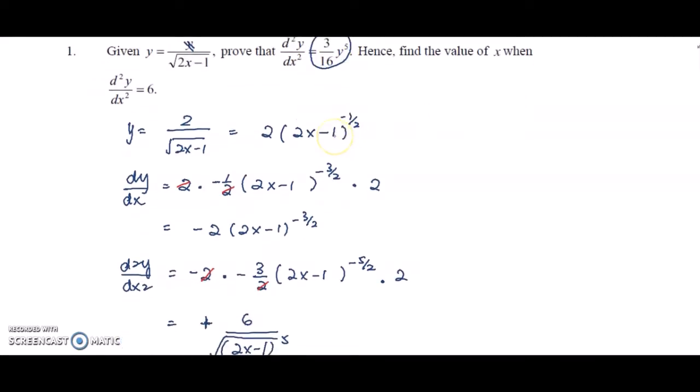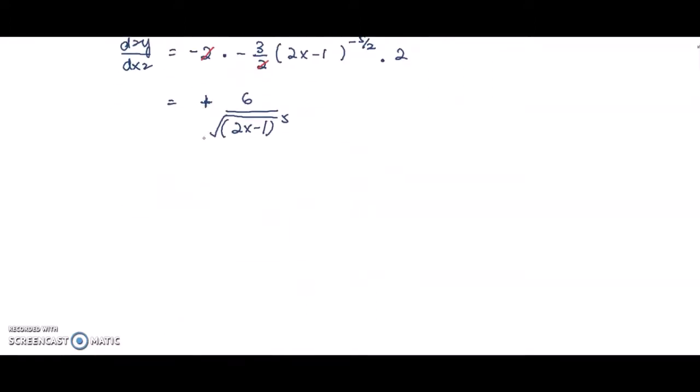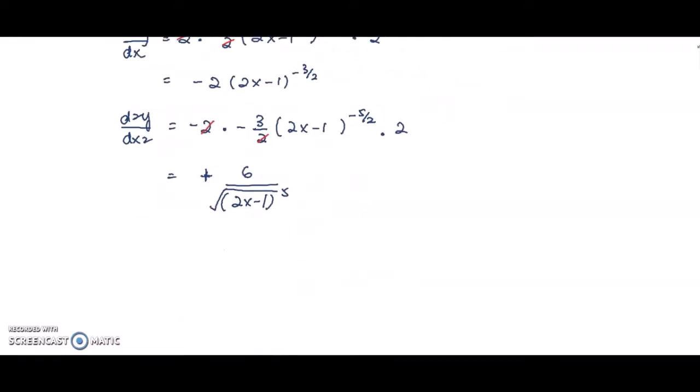From here we can see that y equals to 2 over square root of 2x minus 1. Meaning that the square root of 2x minus 1 here can be replaced by 2 over y. So let's look at this. I have the 6 on top, and the square root of 2x minus 1, I substitute it by 2 over y. And don't forget, this is power of 5.